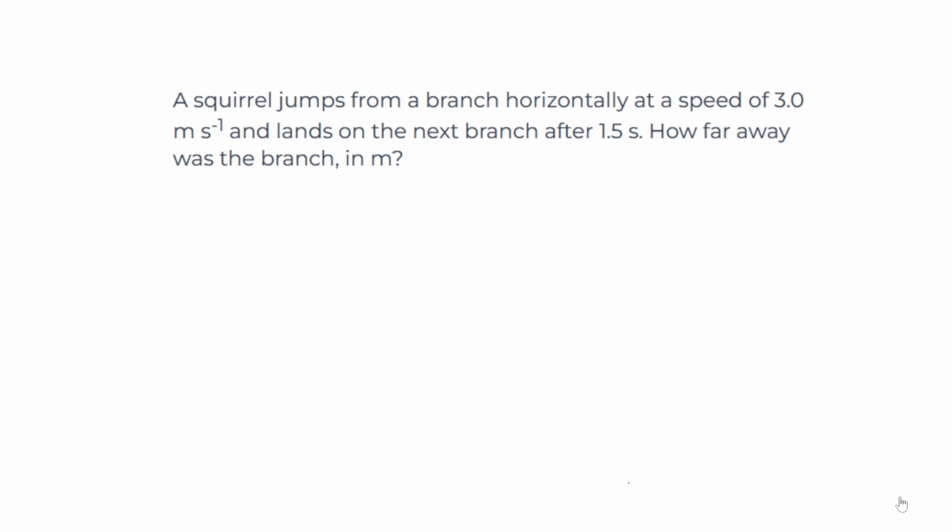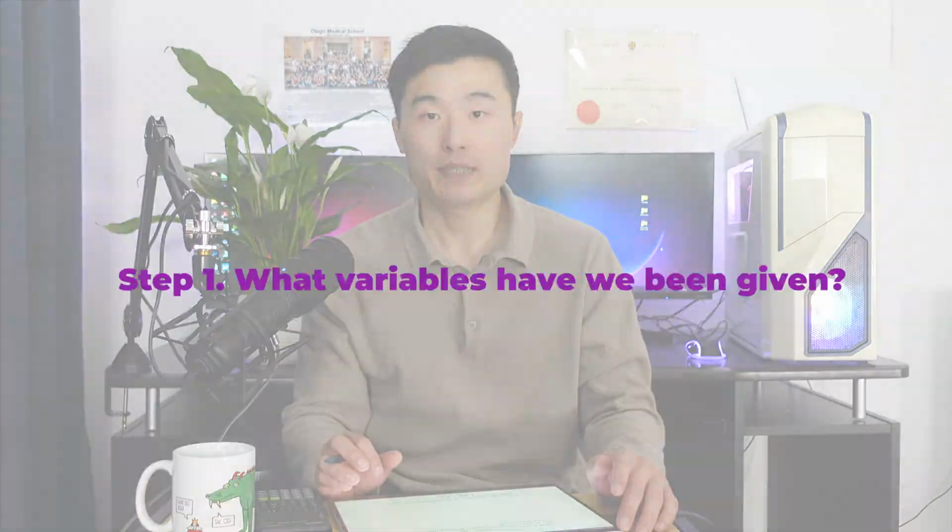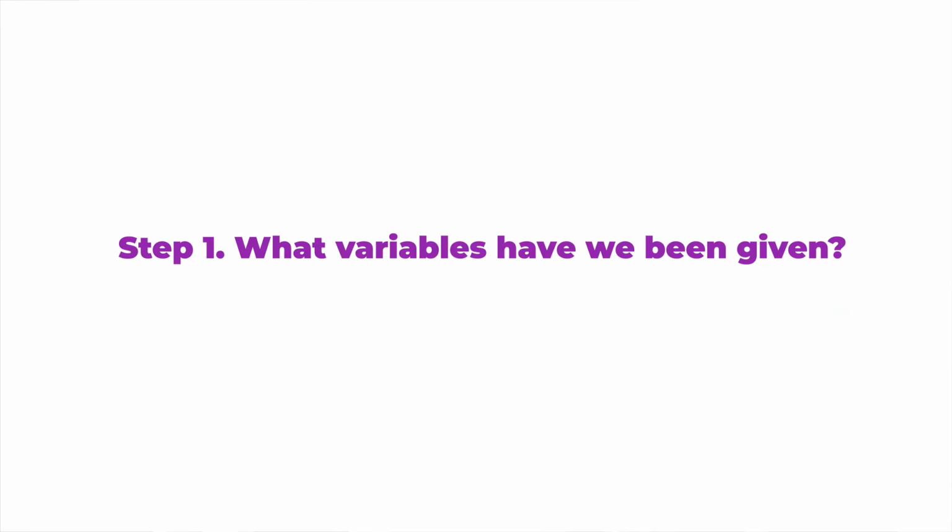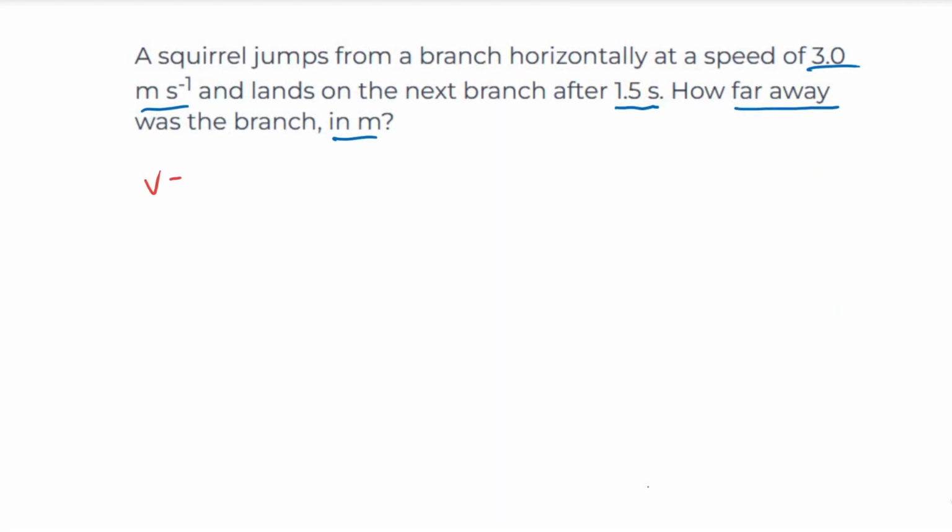A squirrel jumps from a branch horizontally at a speed of 3.0 meters per second and lands on the next branch after 1.5 seconds. How far away was the branch? The first step in solving a problem is to look for the variables that we have been given. We have been given a speed or velocity which has the symbol v. So v is equal to 3.0 meters per second. And we have also been given time which has the symbol t. So t is equal to 1.5 seconds.